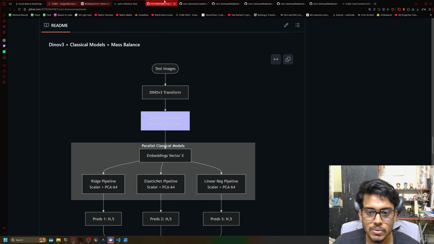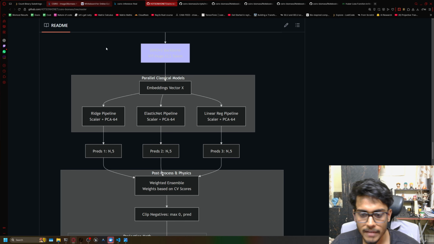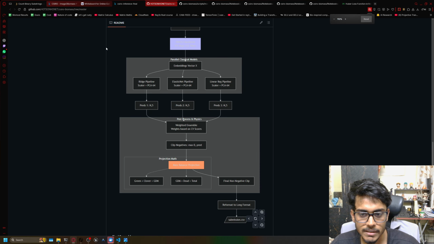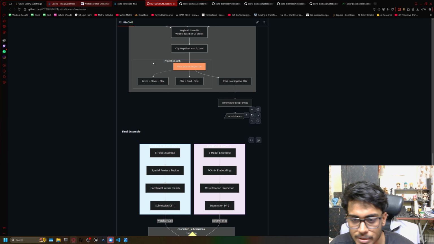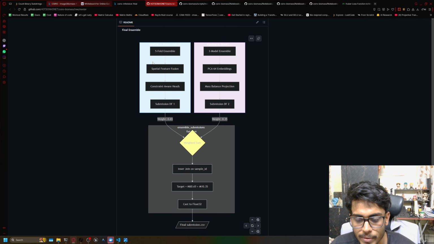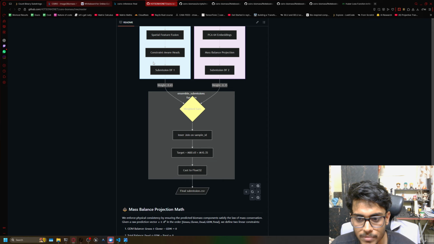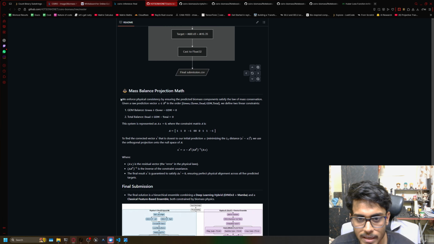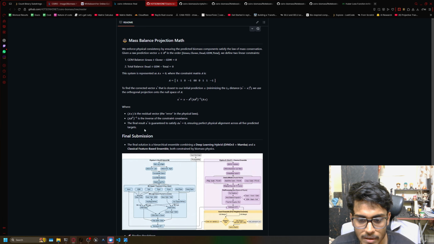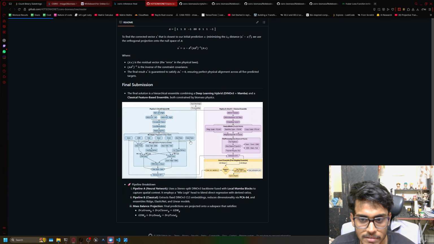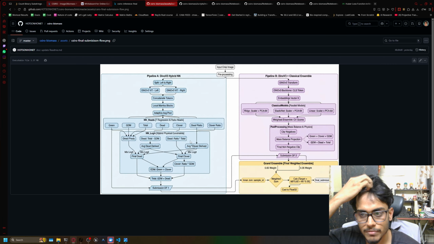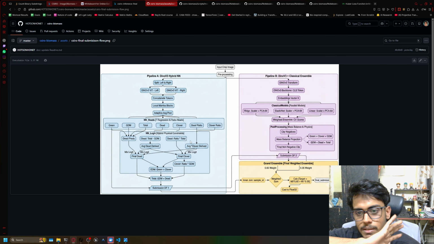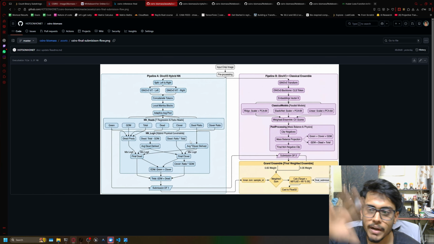Whatever I have told, I have documented it in GitHub. I will add this link in my video description. You can look into how I was performing all this. Here I have also mentioned the mass projection equation and what I was doing, and here's the final image of my final submission, where I have concatenated the Dino v3 neural network pipeline and the Dino v3 classical model pipeline.